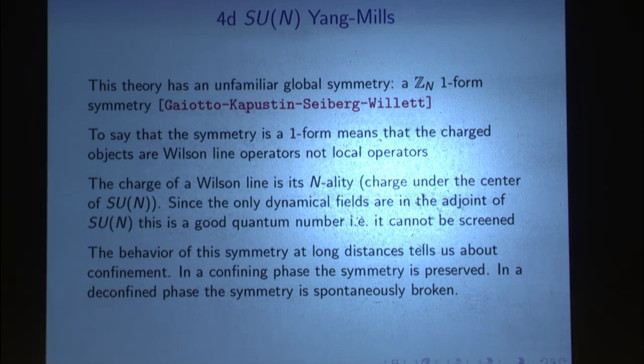OK, so the behavior of this symmetry at long distances tells us about confinement. So it gives you one way to say what confinement means in terms of symmetries. In a confining phase, the symmetry is preserved. In a deconfined phase, the symmetry is spontaneously broken. That's this one-form symmetry.